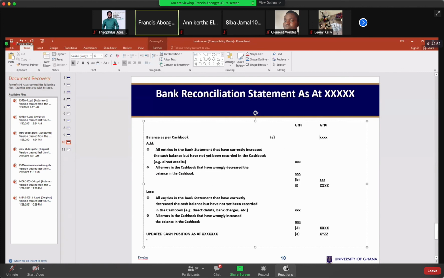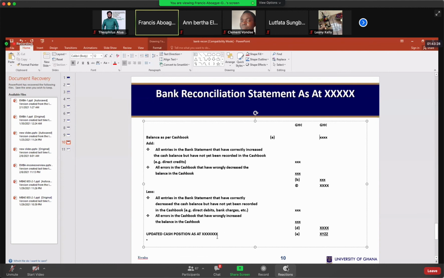Now, when you have done that, you take away all entries that have been done correctly and that have decreased your cash balances, but for which you did not have the information, and for that reason, you have not recorded in your books. So we're looking at standing orders, bank charges, interest charges, direct debits, and so forth. So all of them will now be put together.